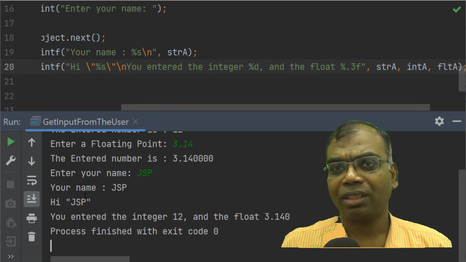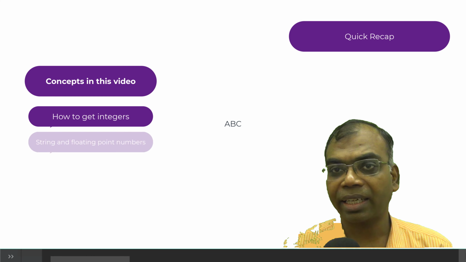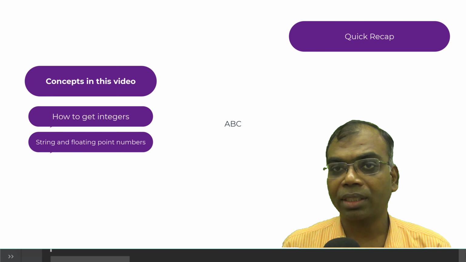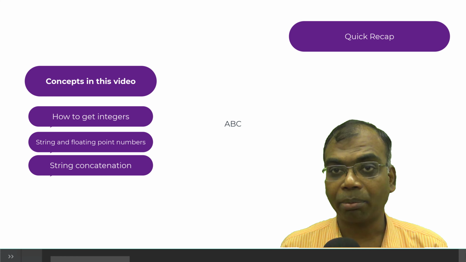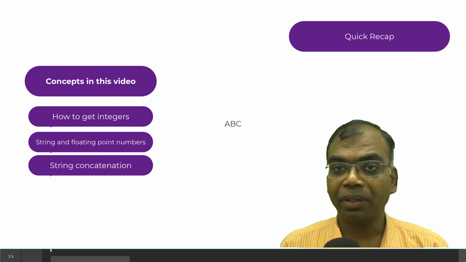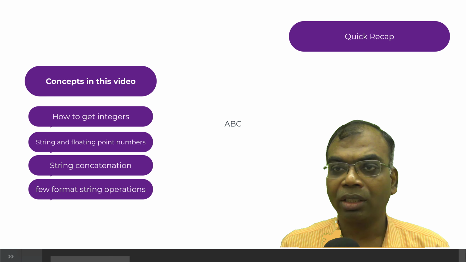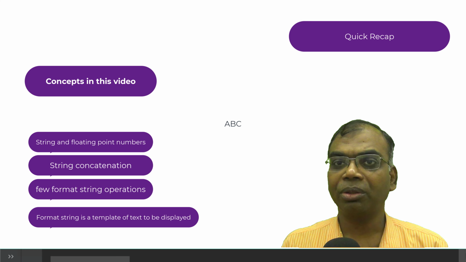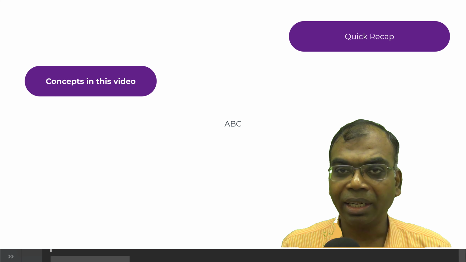So we've seen a few concepts. We have seen how to get integer, string, and floating point numbers. We have also seen a few other things like how we can concatenate strings, or join strings end to end. We also saw how we can replace it with a formatted string. So these are probably some of the concepts which we saw over here. And a format string is nothing but a template which we can write. And into that template, wherever there is a gap, you can fill it with the required variables.